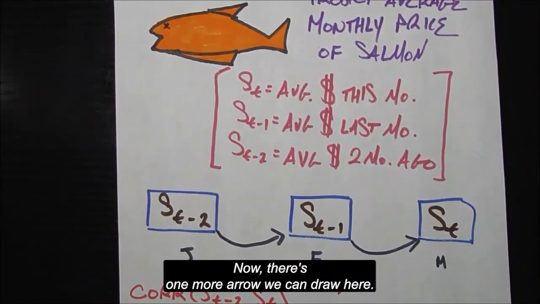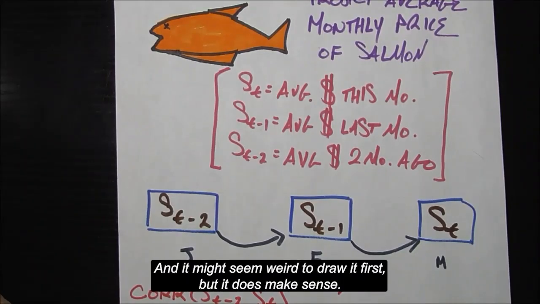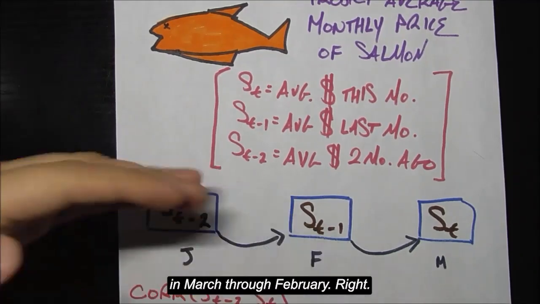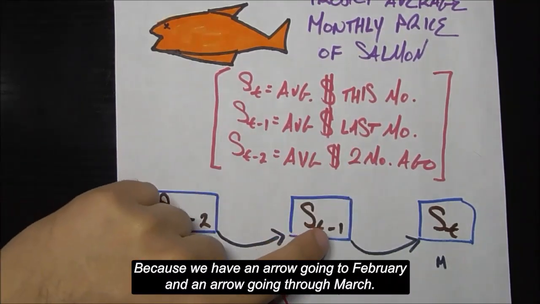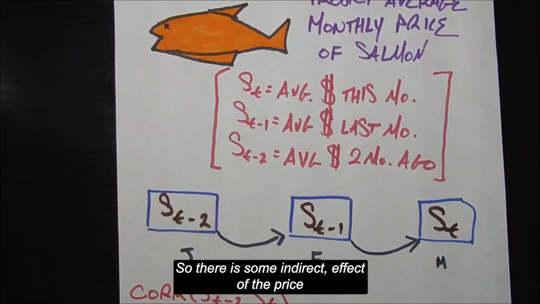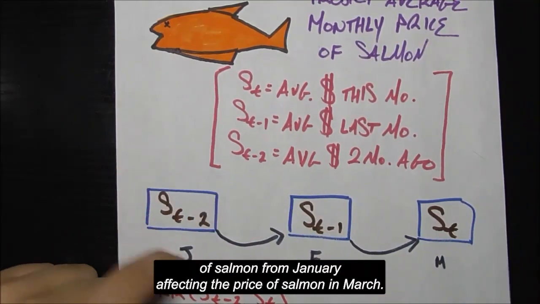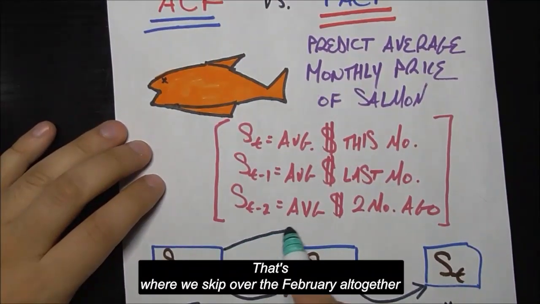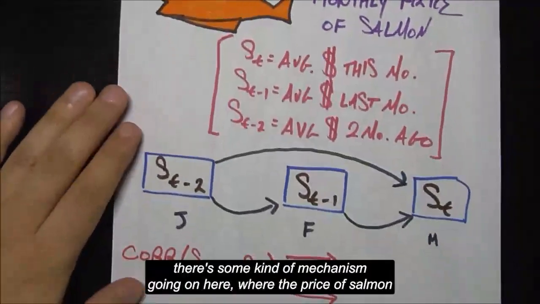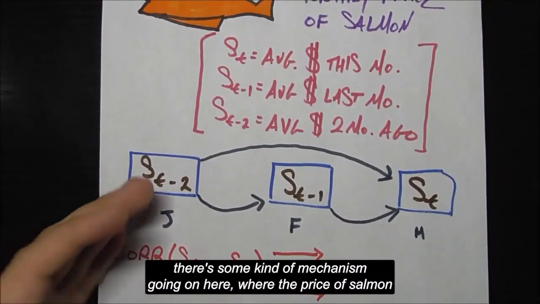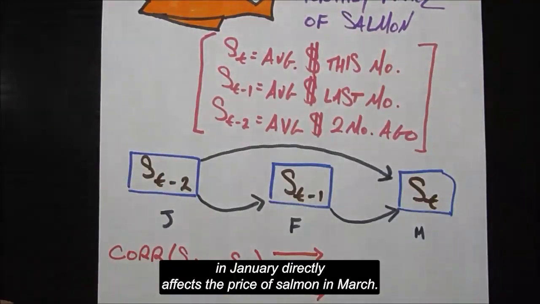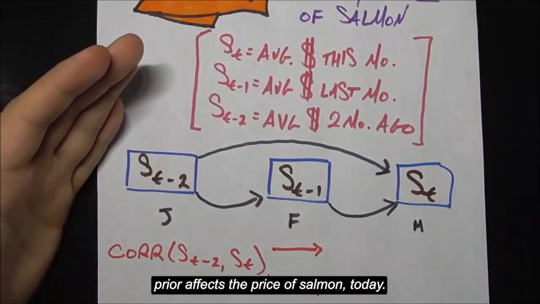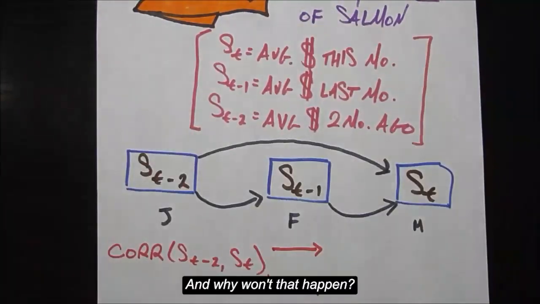Now there's one more arrow we can draw here, and it might seem weird to draw at first, but it does make sense. The price of salmon in January has an effect on the price of salmon in March through February, right? Because we have an arrow going to February and an arrow going through to March. So there is some indirect effect of the price of salmon in January affecting the price of salmon in March. But there's also possibly a direct effect. That's where we skip over February altogether and say there's some kind of mechanism where the price of salmon in January directly affects the price of salmon in March. To make it more abstract, where the price of salmon 2 months prior affects the price of salmon today. And why might that happen?